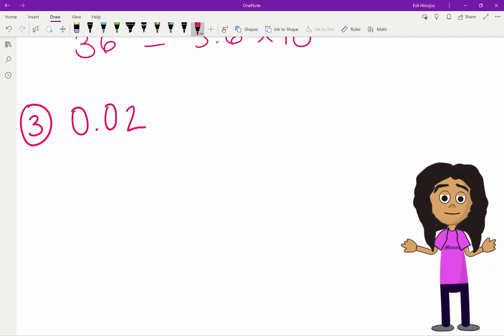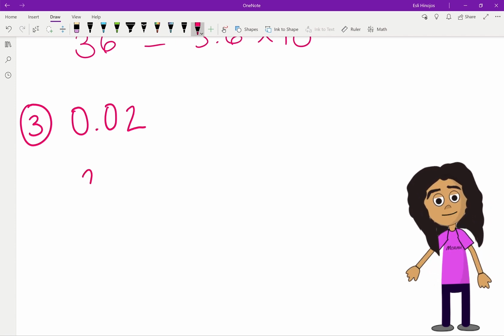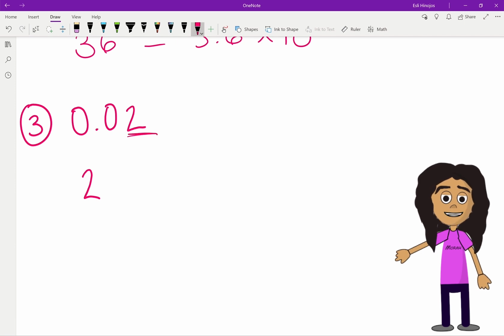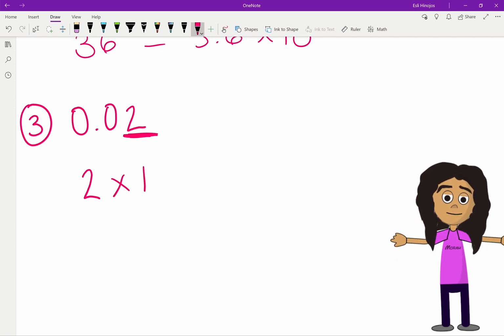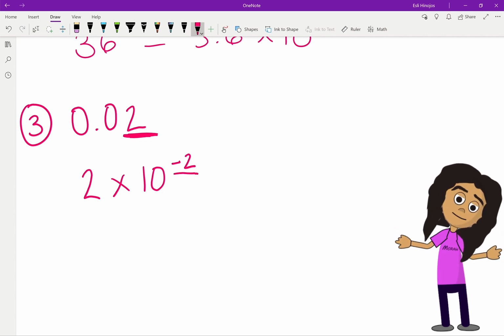So we're going to get the 2 from right there, because remember that our digit always has to be between 1 and 10. So 0 is not between 1 and 10, so we have to get the 2. So 2 times 10 to the negative 2. Why negative 2? There are 2 zeros, and we're going to the left.